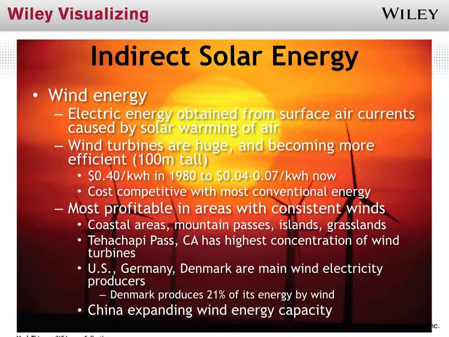In California, the Tehachapi Pass has the highest concentration of wind turbines. Aside from the U.S., countries like Germany and Denmark are producing more of their energy through wind. Denmark produces about 21% of its energy by wind, which is substantially more than the United States. China is also expanding its wind energy capacity as it continues to develop and become more industrialized.